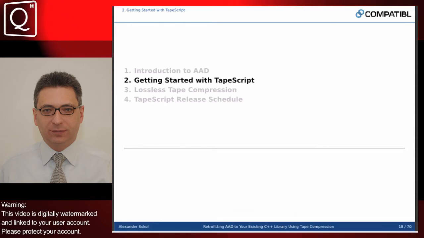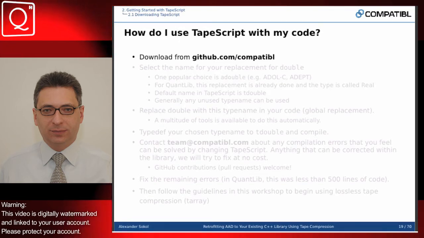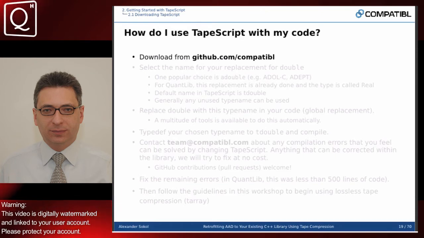So let me move now to how to use TapeScript. First of all, I'm going to use slides, so I quickly go through the material, and then, time permitting, I'm going to actually show how to do it online. First of all, you have to go to github.com/compatibl and download it from the TapeScript repository. You can fork or you can download. Of course, if you're using Git, it's better to fork because then you can merge with our updates.